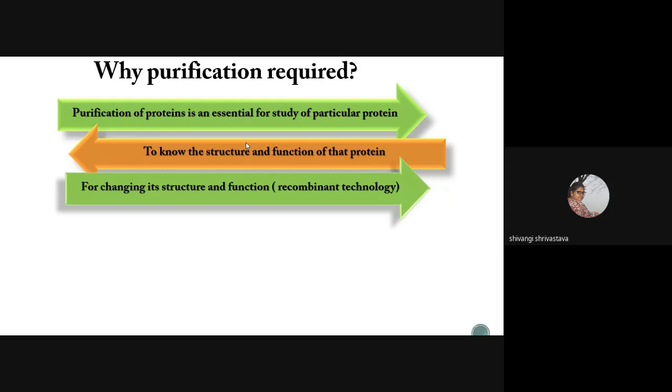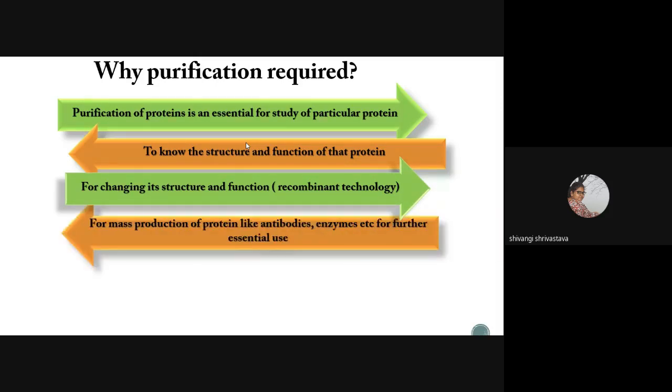As in the last session, sir told you about the vector preparation that is made using recombinant DNA technology. In this, you are going to check the expression of a gene, and a gene can be expressed in the form of protein, because you can only check the gene expression by its product. So for that product, we have to check each and everything. So purification is required for that. And obviously, for the mass production of proteins like antibodies, sometimes hormones, enzymes, etc., for their essential use.